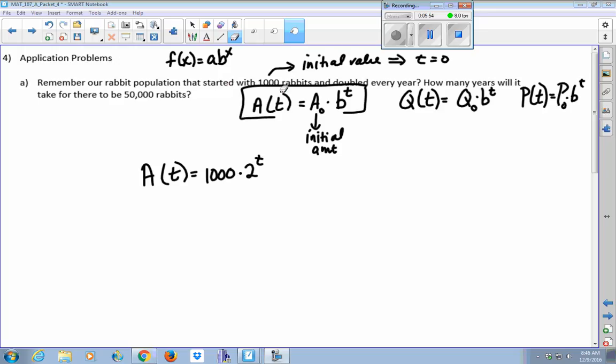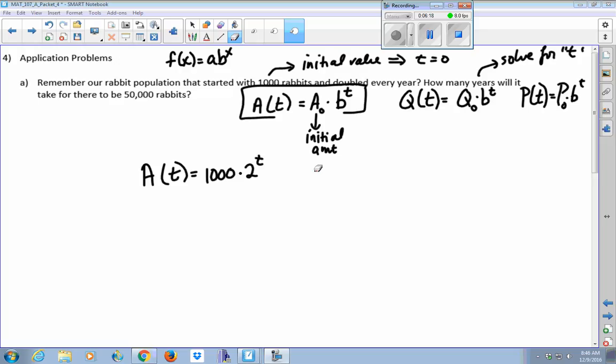Remember our rabbit population that started with 1,000 rabbits and doubled every year. That's all taken care of right here with this expression on the right-hand side of the equation. We've used that information. Now it asks how many years, so we're solving for t, will it take for the rabbit population to be 50,000?